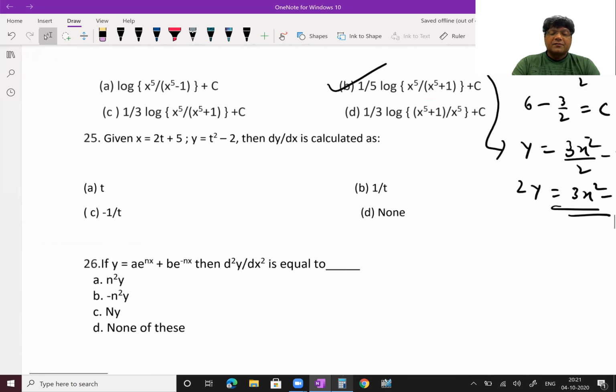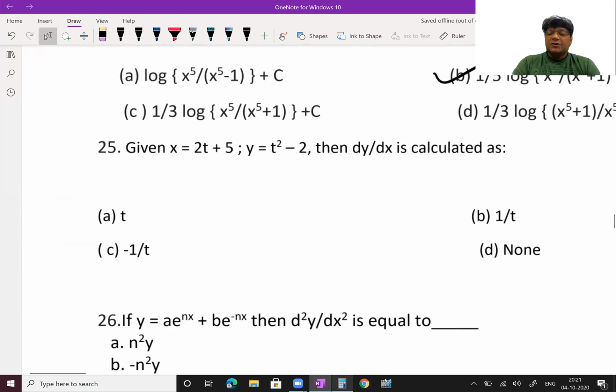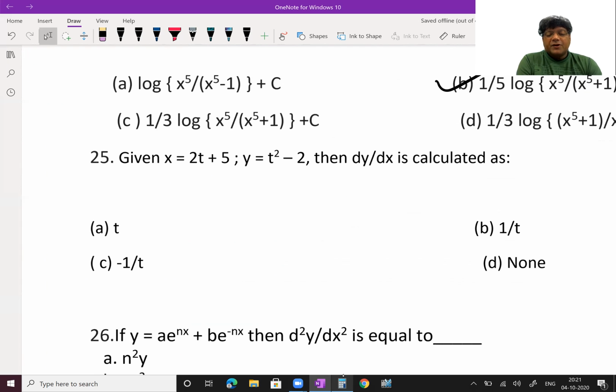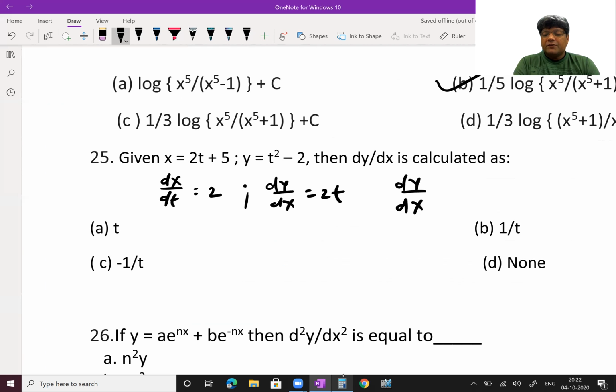Now, given a parametric function, guys. So dy by dx. Do d/dx for both the sides. So what will happen? dx by dt is equal to 2. Here, do d/dx for both the sides. So dy by dt is equal to 2t. You want dy by dx. So dy by dx is equal to dy by dt divided by dx by dt. dy by dt is how much? 2t. And dx by dt, 2. 2 cancelled. Your answer is t. So what is your answer? A.